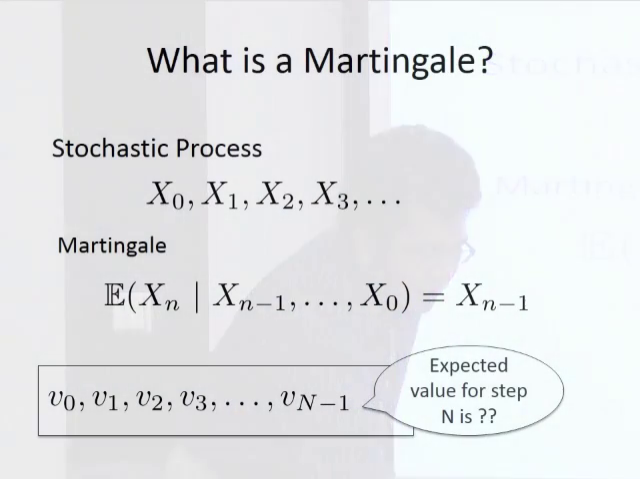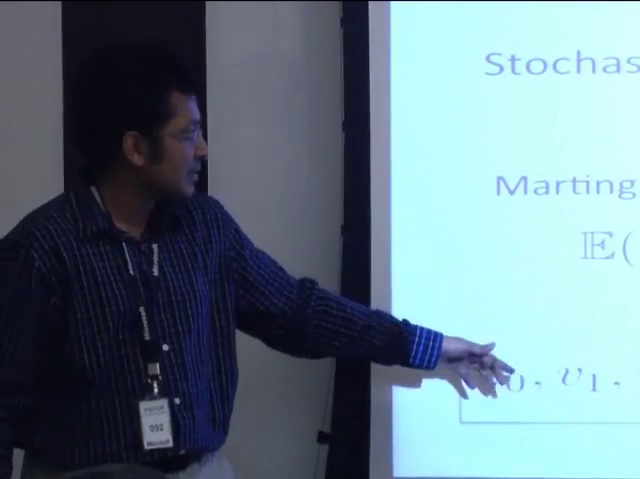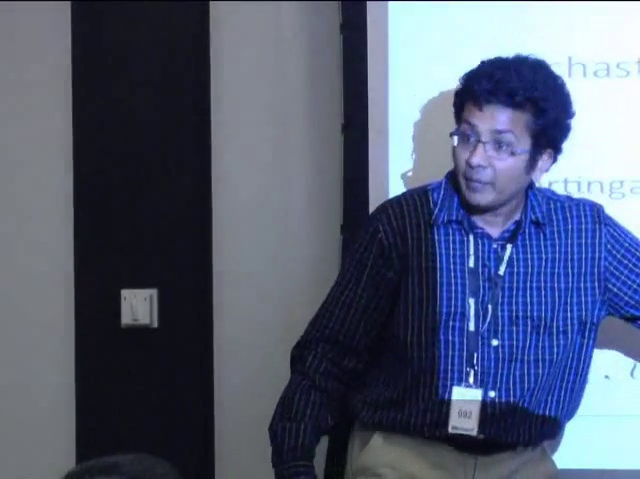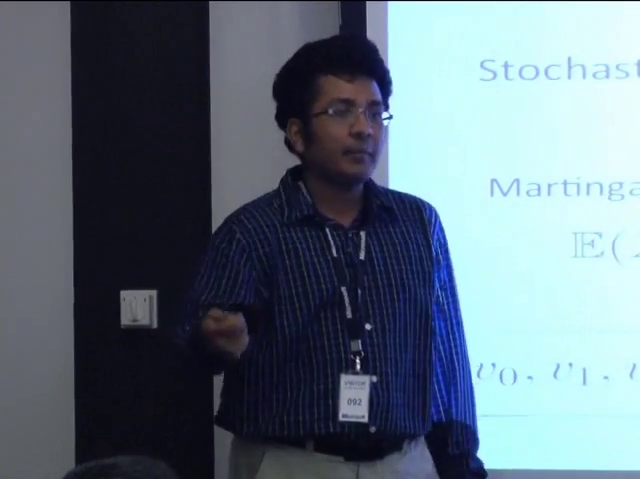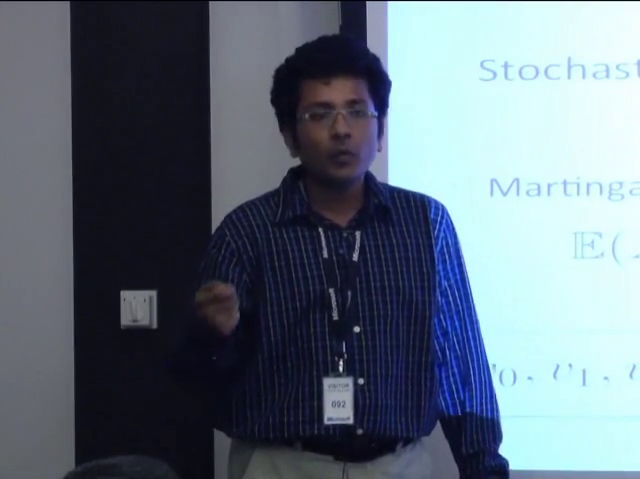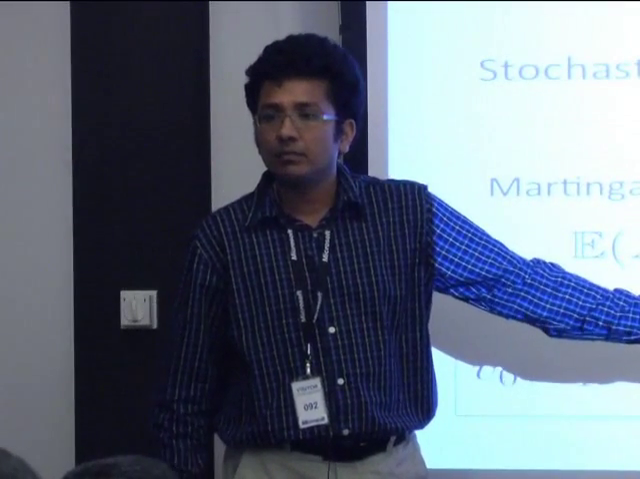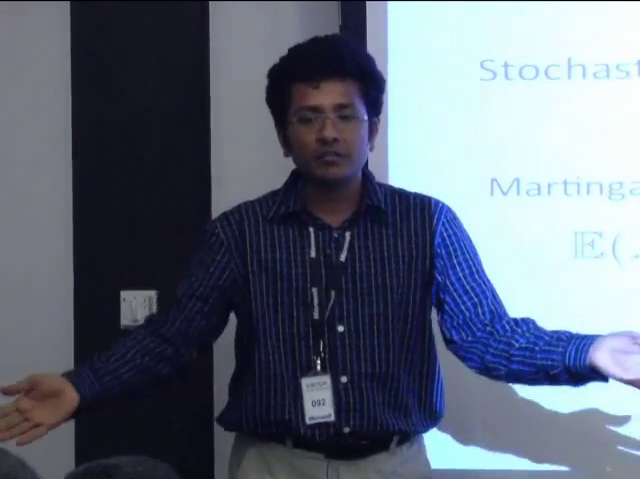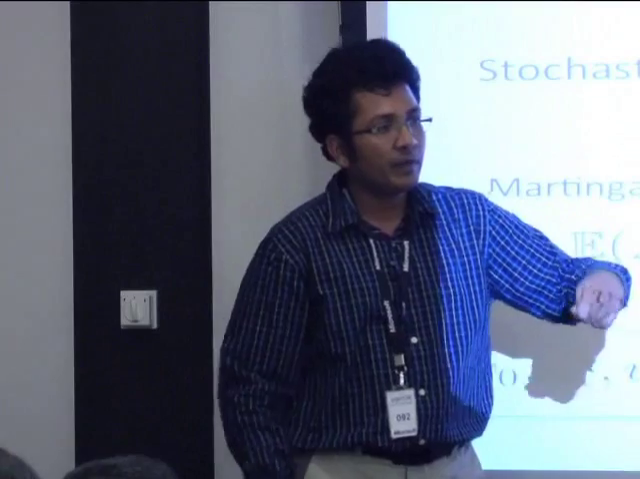So for example, suppose you have a sample path. You go along sample, sample, sample, and you have V0 as your sample at time 0, V1 as your sample at time 1, Vn minus 1 as your sample at time n minus 1. What's the expected value at time n? What you can say is that the average of what you will see at time n is Vn minus 1. That's the expectation. Even though you don't know what it will be, you know that its average is going to be the current value.